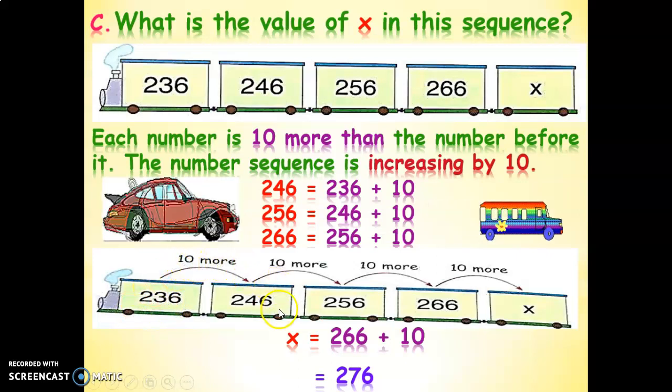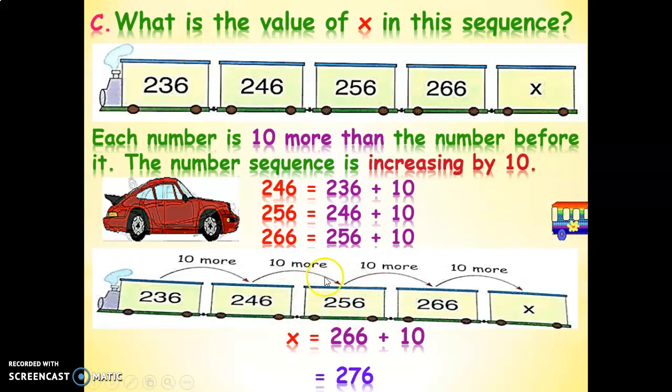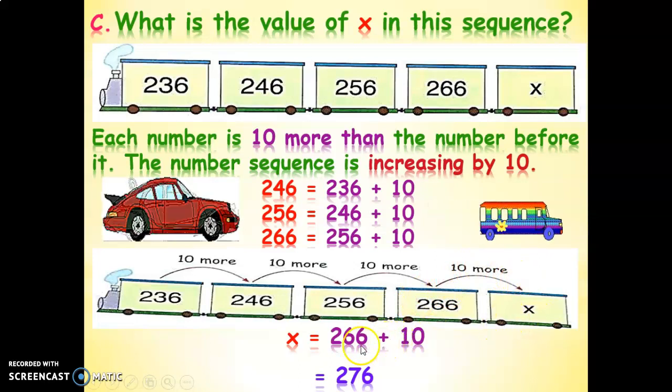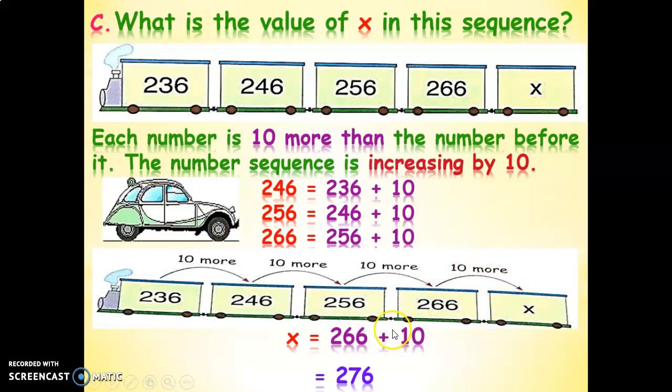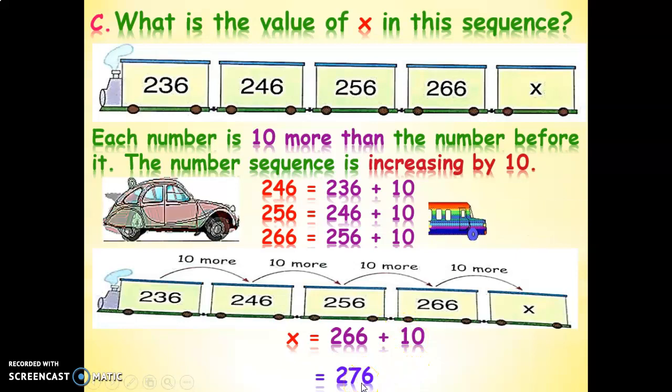236, 10 more is 246. 10 more than this is 256. 10 more is 266. And for the value of x, 266 plus 10 equals 276.